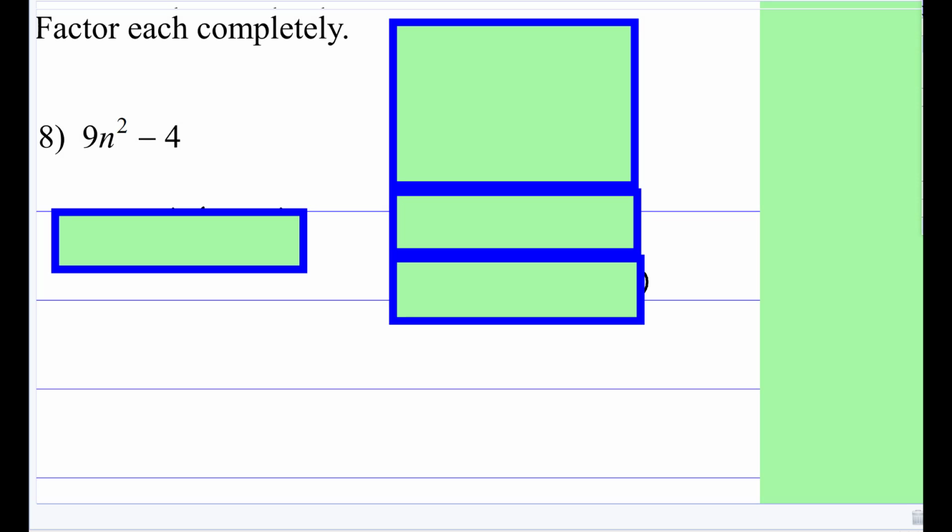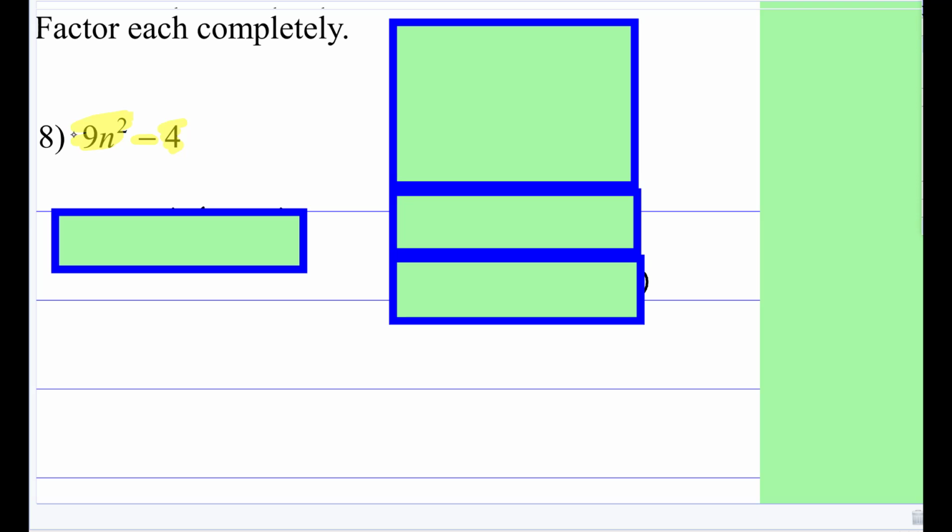Okay, when you're factoring a quadratic but there are only two terms, there's this special relationship that you have to look for. What you want to look for first is: is there a subtraction sign between the two terms? And is each term a perfect square?